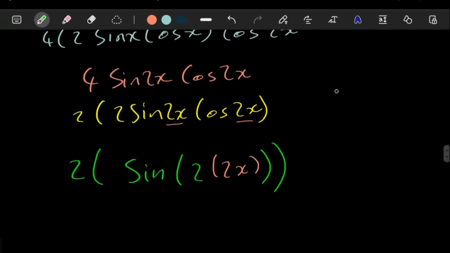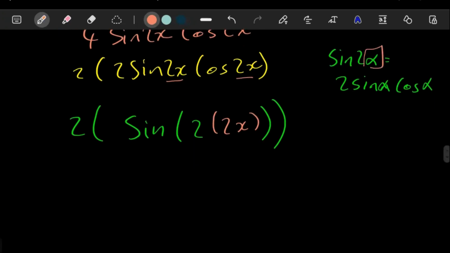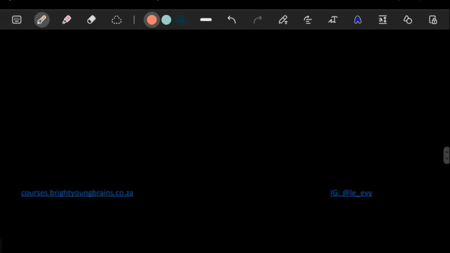So the idea is, we know that sine 2 alpha is the same as 2 sine alpha cos alpha. So in our case, where you see alpha over here, we have a 2x. So it's a matter of dropping 2x over here, which is what we have over here. So it's going to be 2 sine 4x. There we go. Much lovely. Let's keep it going.